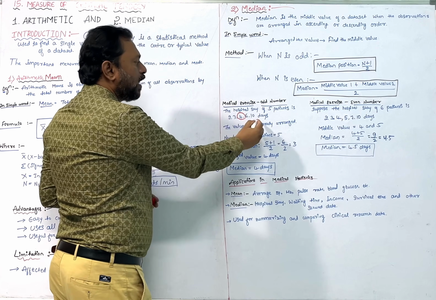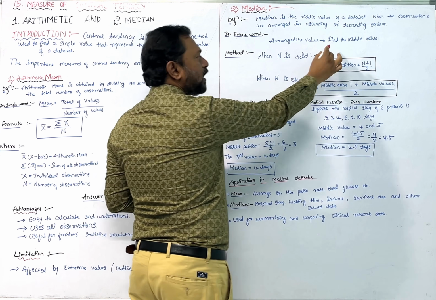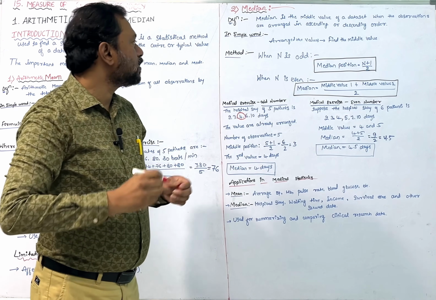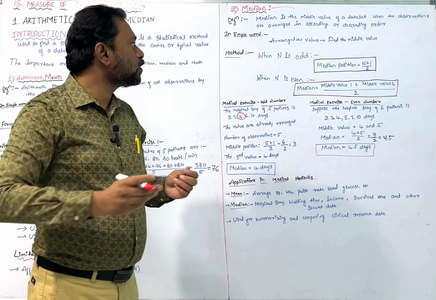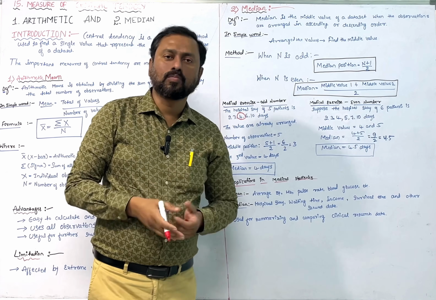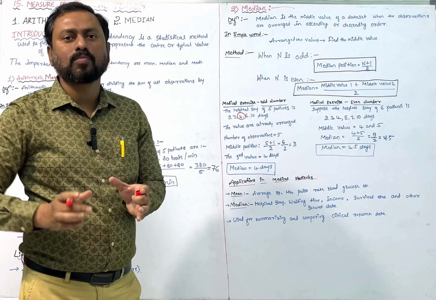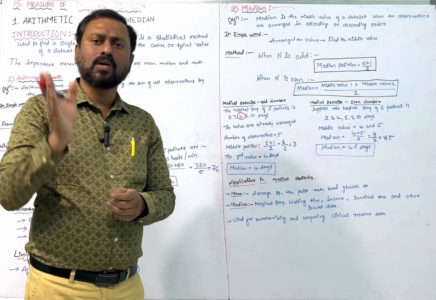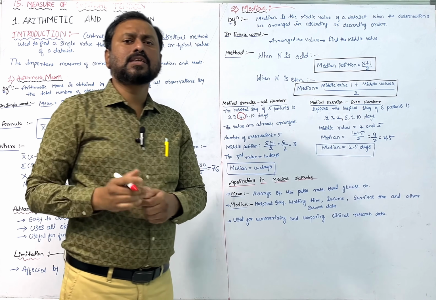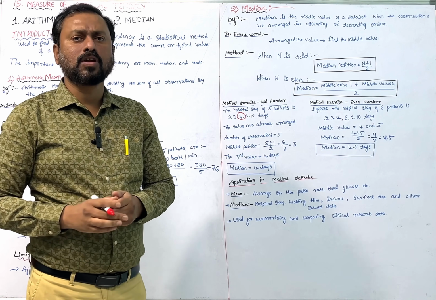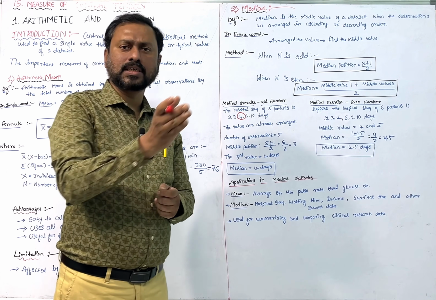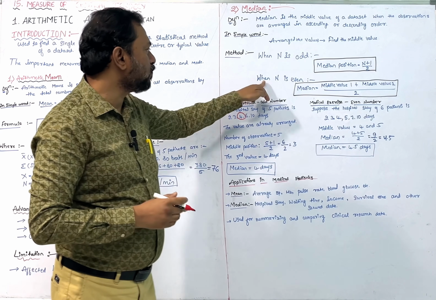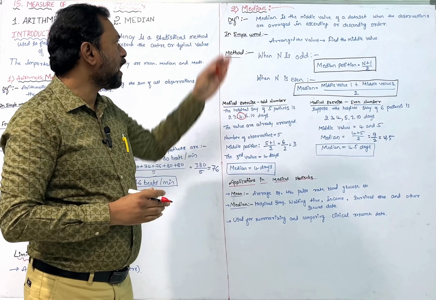First of all, you have to arrange the values. The second step is to find the middle value. This is called the median. This is the method of finding the median, and we can also calculate it by using a formula. Two different formulas are there: one for odd numbers, like 1, 3, 5, 7, and a different one for even numbers, like 2, 4, 6, 8, for calculating the median.